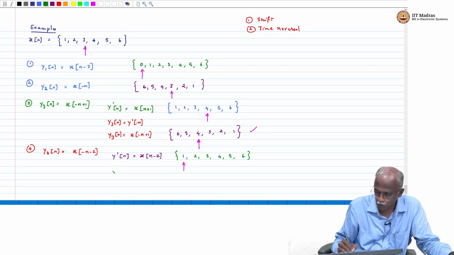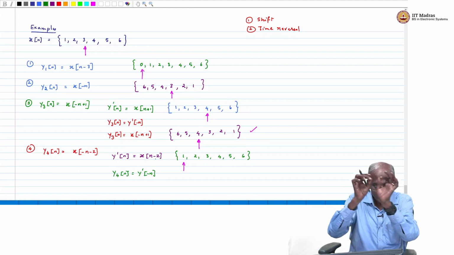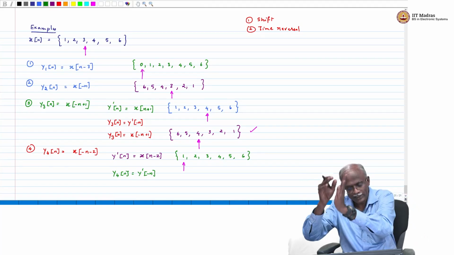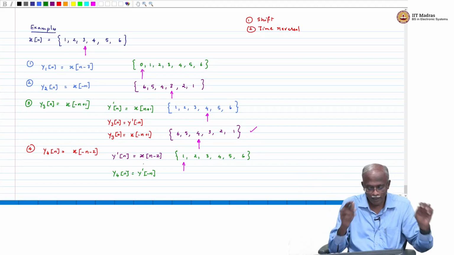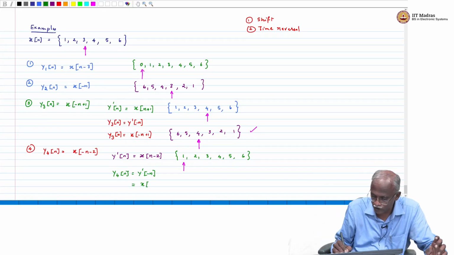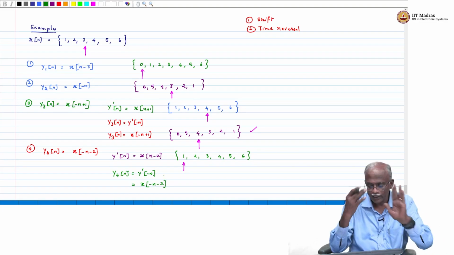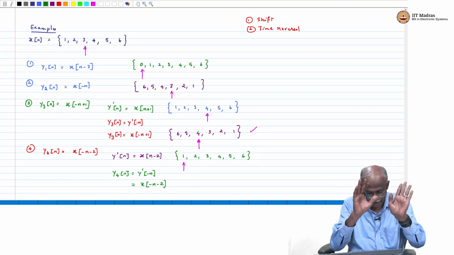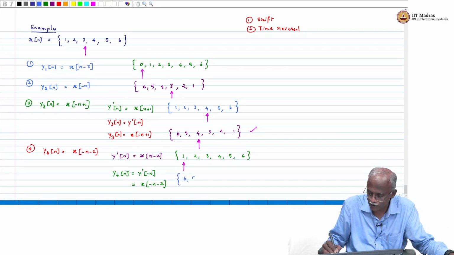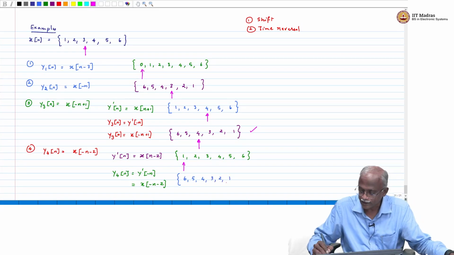And y4 of n, we will write it as y prime of minus n. Y prime of n is x of n minus 2. So any value of n, you take it and you substitute in x of n. So y prime of minus n is the same as x of minus n minus 2. That means time reversal of y prime of n is the sequence that we are interested in, which is 6, 5, 4, 3, 2, 1. The origin is at 1.